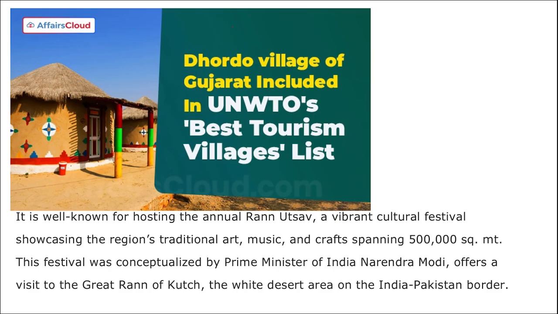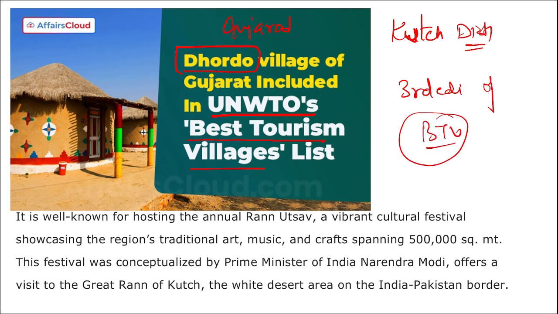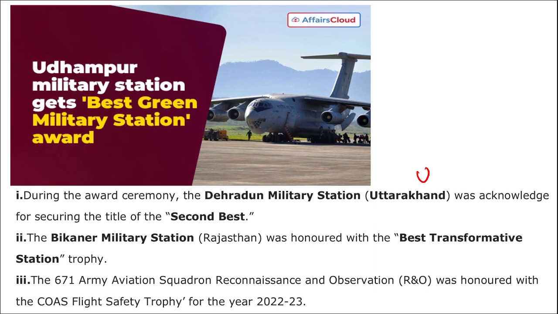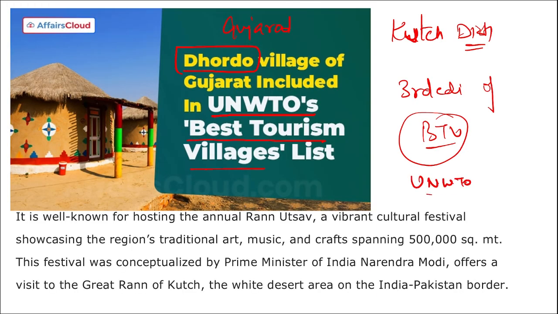Next, we are talking about a village of Gujarat, that is Dhordo village, right? This is a village in Gujarat that is included in the United Nations World Tourism Organization's best tourism village list. I repeat, Dhordo village, in the Kutch district of Gujarat, has been recently named in India's best tourism village, right? And this is the third edition of the best tourism village list that was recently released by UNWTO, that is United Nations World Tourism Organization, correct?